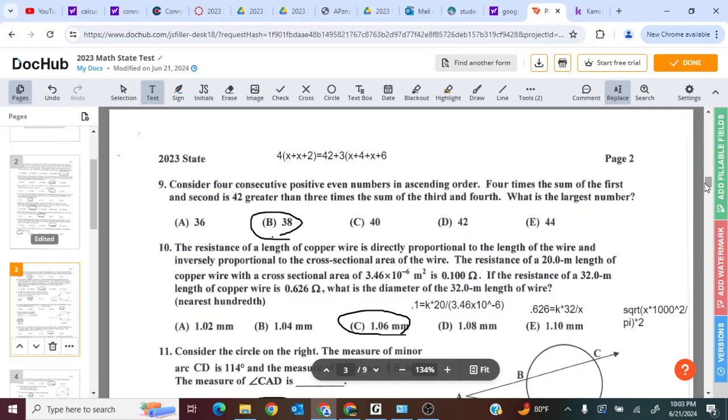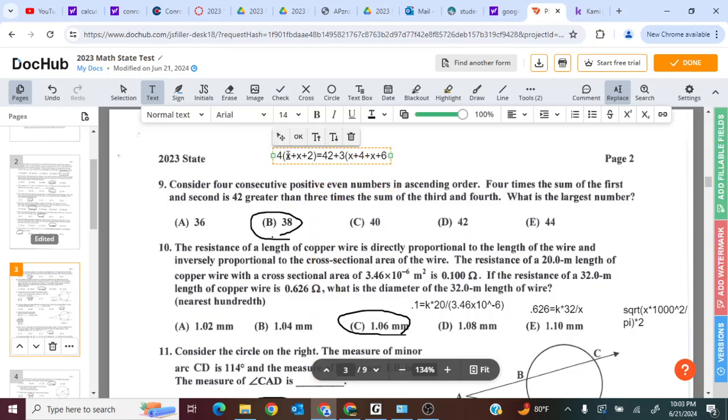9. Consider 4 consecutive positive even integers. 4 times sum of the first and second is 42 greater than 3 times sum of third and fourth. What is the largest? Okay, well 4 times the first, which is going to be x, plus the second, which is the even number after x, so x plus 2, is 42 greater than 3 times the third and the fourth, as represented by x plus 4 and x plus 6. Because it's the second even number after x and the third even number after x. And the largest number is simply equal to x plus 6, so 38.